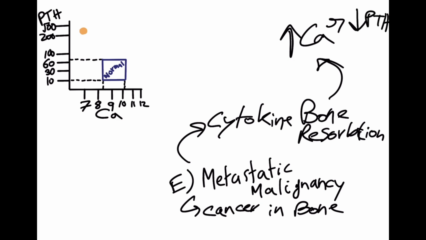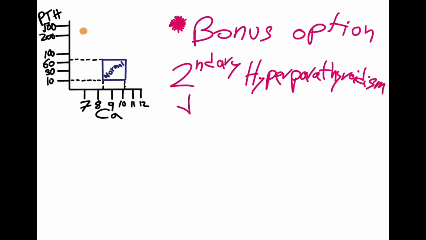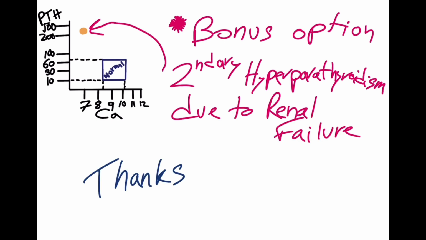Now, as the final bonus info promised at the beginning of the video, one of the possible answers for this chart where you have high PTH and low calcium that I did not include in the original option choices would be secondary hyperparathyroidism due to renal failure. So that also could have been a correct answer.